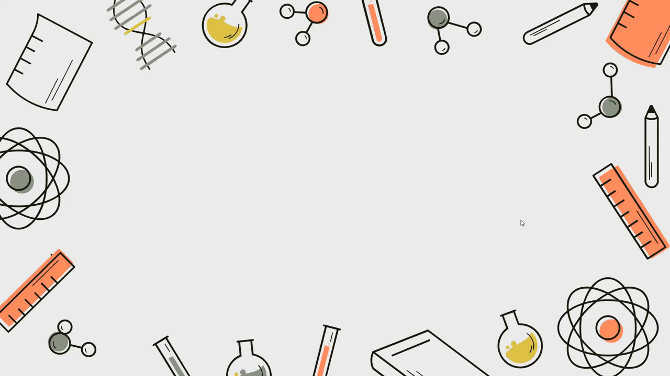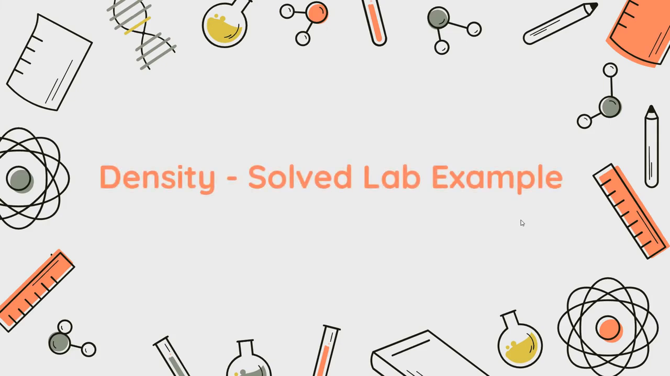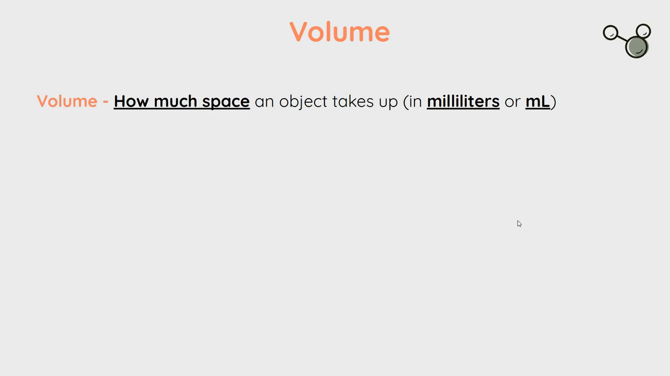All right, in this presentation, I'm going to go through a solved lab example from the density lab. So first, let's talk a bit about volume, since that's really what we're dealing with here. As a reminder, volume is how much space an object takes up, and we usually measure that in the lab in milliliters, and I'll abbreviate that as mL, lowercase m, capital L here.